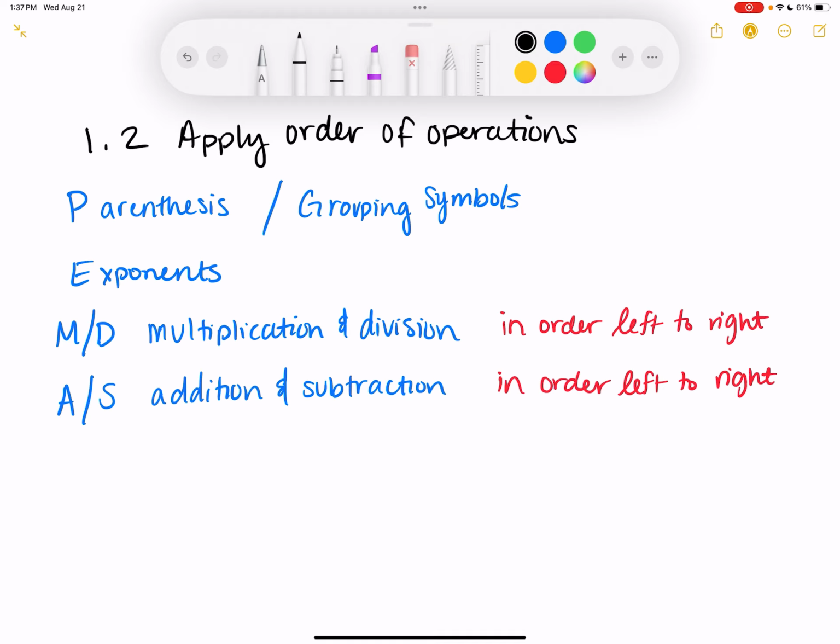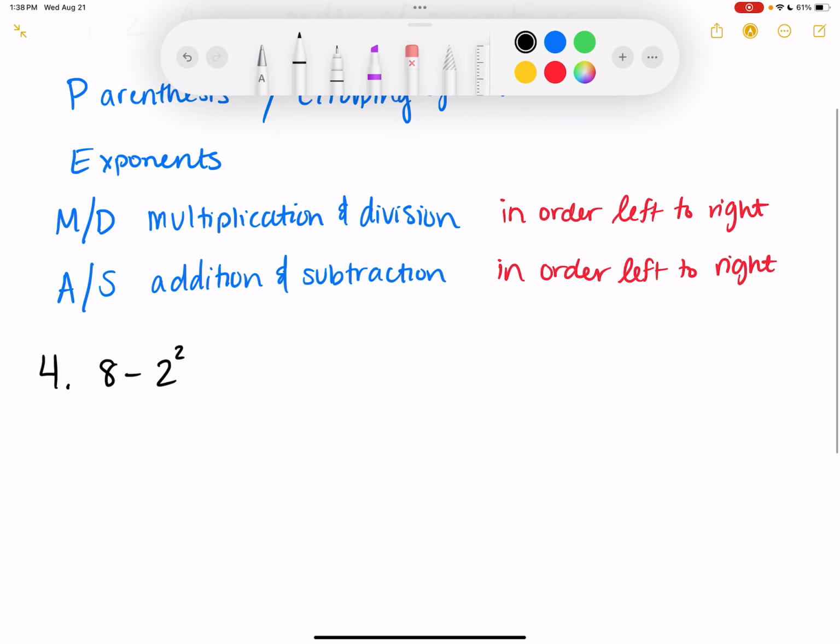So evaluate the expression. Number 4, we have 8 minus 2 squared. So what part do I need to do first? Yep. And so what is that? 4. So this is going to give me 8 minus 4. And 8 minus 4 is 4.